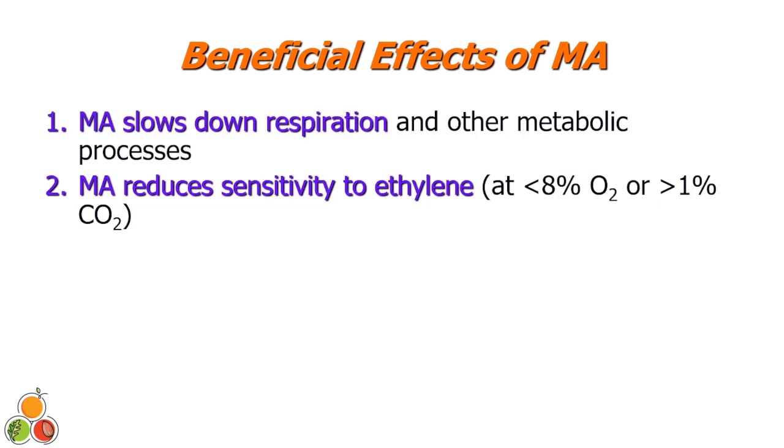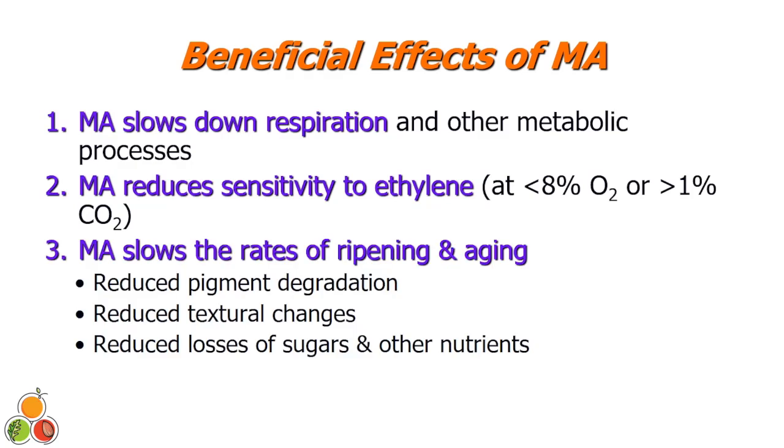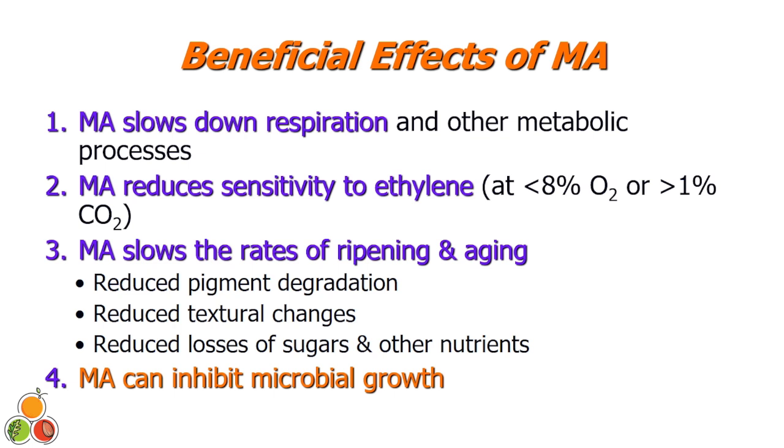So besides slowing down respiration, it reduces sensitivity to ethylene at either lower than approximately 8% oxygen or higher than 1% CO2. It slows down ripening, aging, all those senescence processes that I talked about before. And it also can inhibit microbial growth. Especially high CO2 has antimicrobial properties. Not all fruits and vegetables can tolerate high enough CO2 to get into that antimicrobial range, but when they can tolerate it, it's often included as part of the MAP system for that reason.